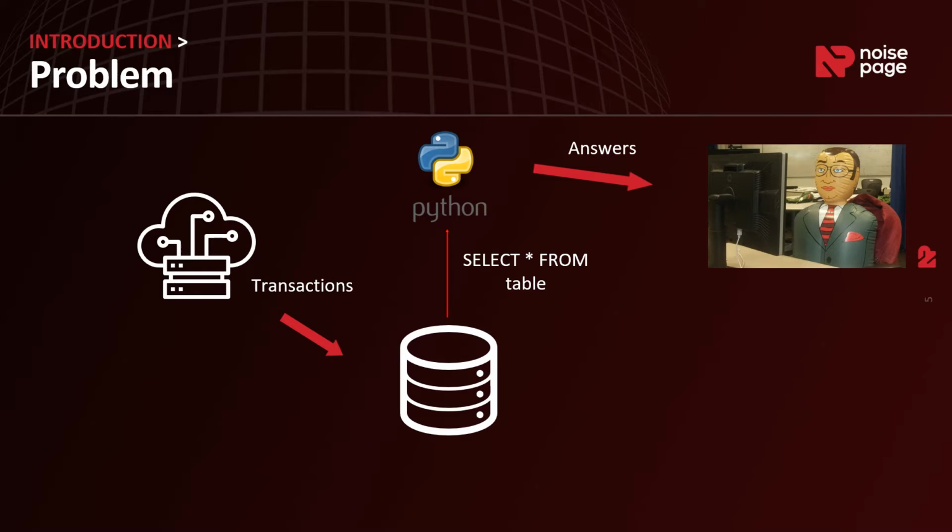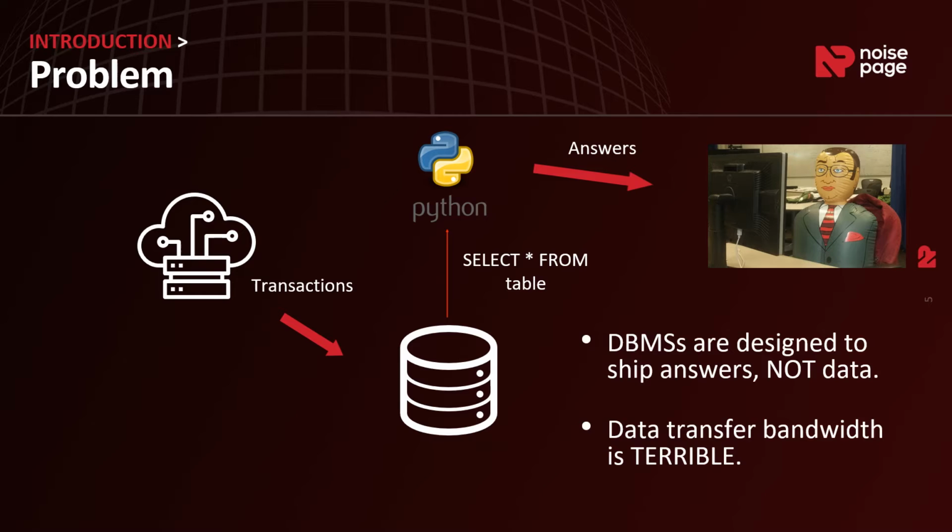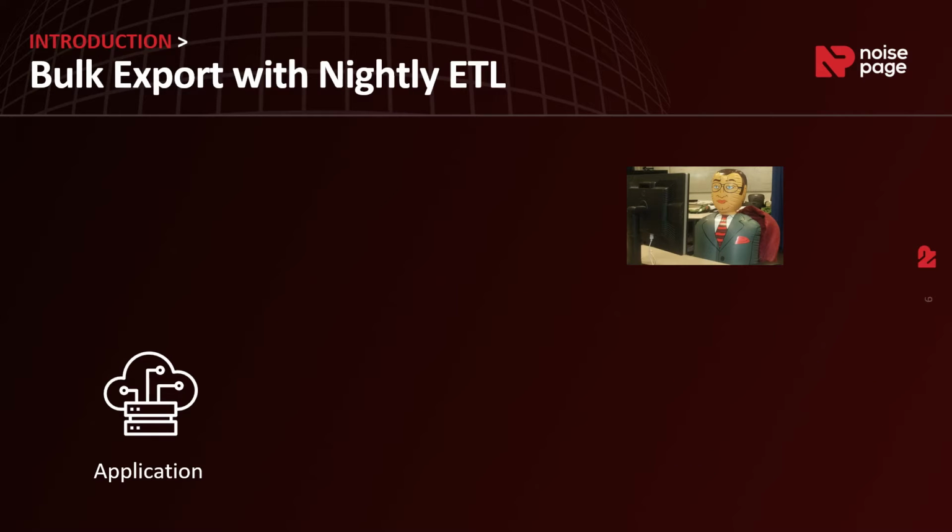The bandwidth from a DBMS to an external tool is very low, as you can see from this very thin arrow here. Our current protocols are really designed to send small answers, not load large corpus of data elsewhere. Overall, we get terrible data transfer rate with this approach. So what do we do?